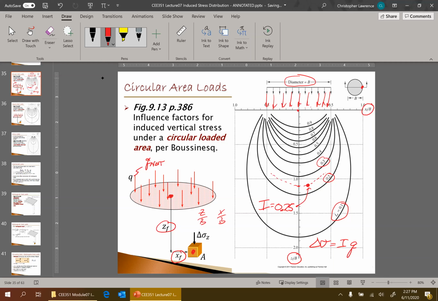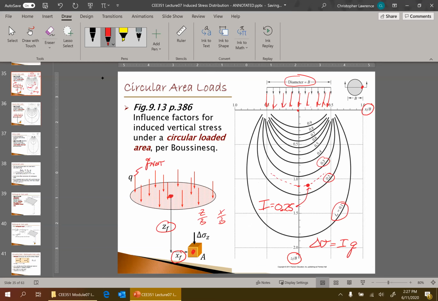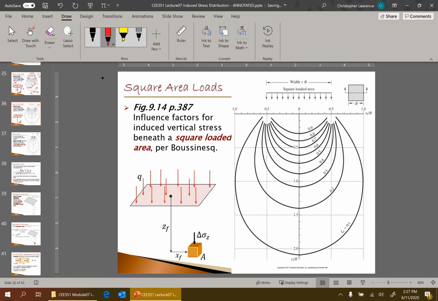Now on the next slide, the same thing goes if you're talking about a square load. It's the exact same idea, but not the same influence. It's not the same curves. Different influence factors. It's the same idea, similar kind of shape, but not the same numbers. So for a square load, you get a different influence factor than if it was a circular load, and of course, you should expect that. But you use this chart exactly the same way.